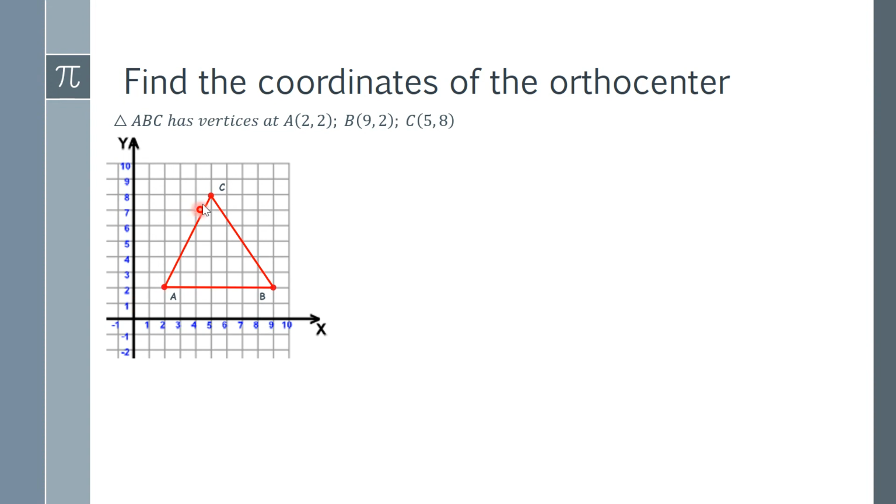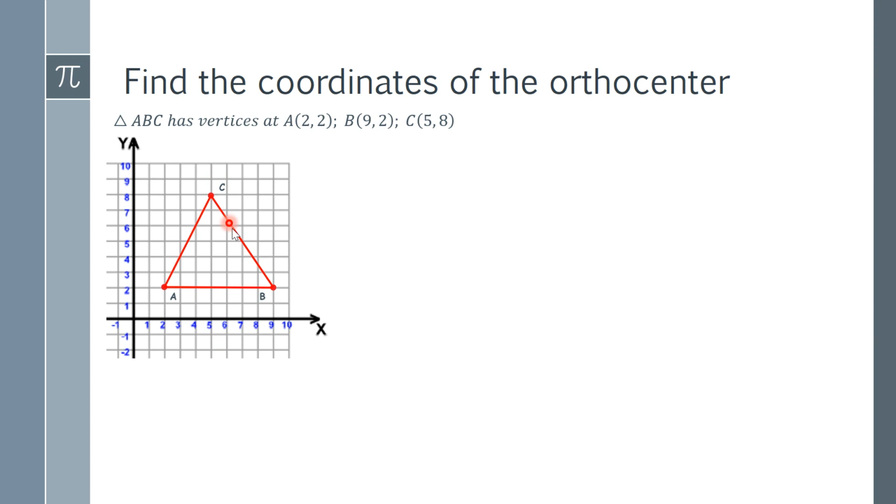We could use all three, but just to save some work, we know that all the altitudes intersect at a single point, so we're just going to focus on two. So we're going to focus on this line, and we're going to draw an altitude perpendicular to this line. So since it's through this line, it would have to be through that point. So a perpendicular line through that point.